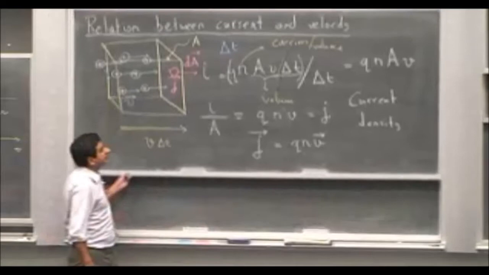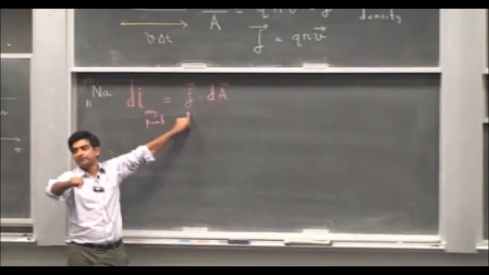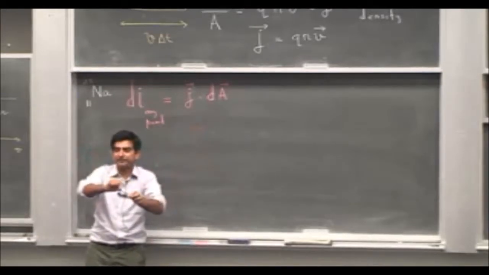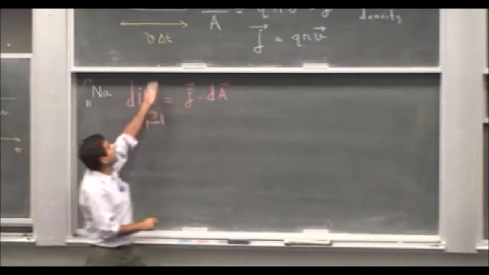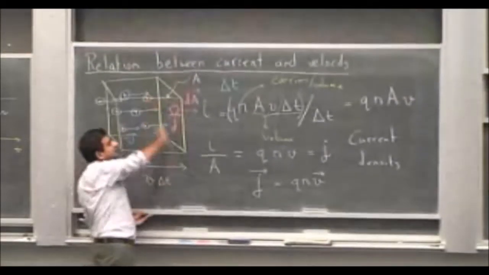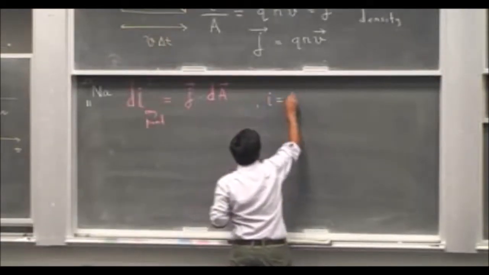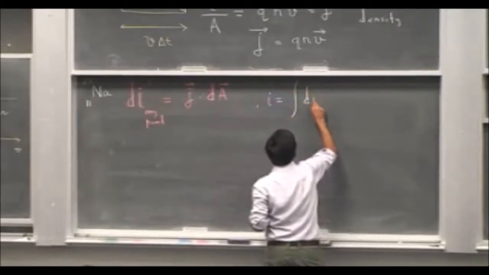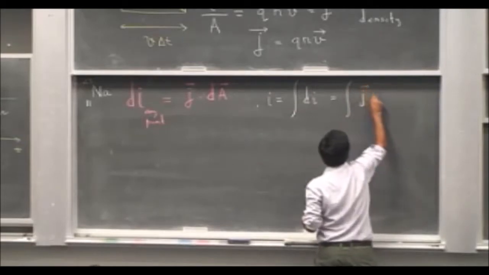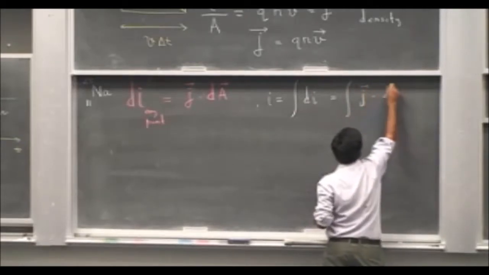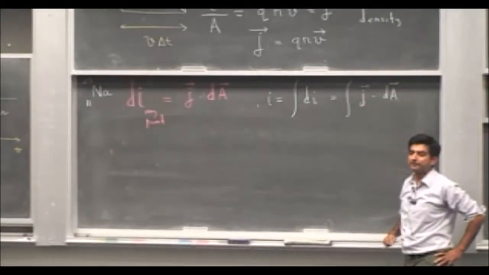So what I could do in that case, I could take the dot product of the current density at any point with the local area vector. I will get the small amount of current that is passing through the small patch. And if I would like to calculate the total current that is passing through this surface area, I would just take the integral: I equals the integral of dI, which is just the integral of J dotted with dA. Okay?